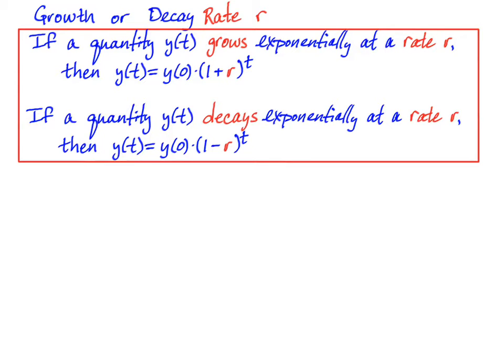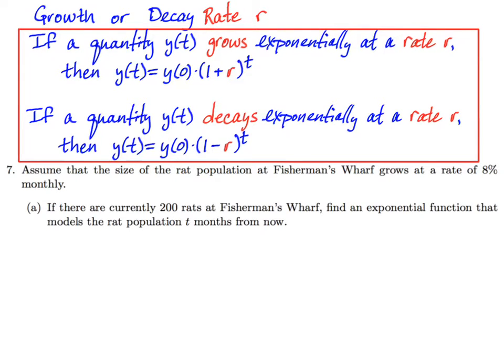So let's look at the last example on that worksheet. So this is the one we didn't get to in class. So number 7 says, assume that the size of the rat population at Fisherman's Wharf, that's in San Francisco, grows at a rate of 8% monthly. If there are currently 200 rats at Fisherman's Wharf, I'm sure that's not how many rats there are. I think there's probably thousands. But assume there's only 200 rats at Fisherman's Wharf. Find an exponential function that models the rat population t months from now.